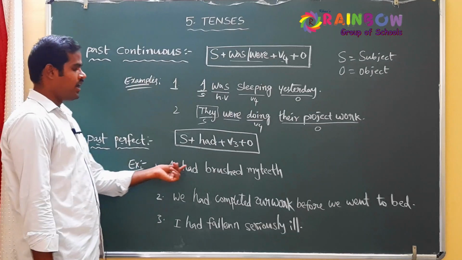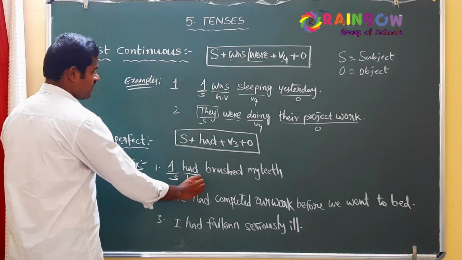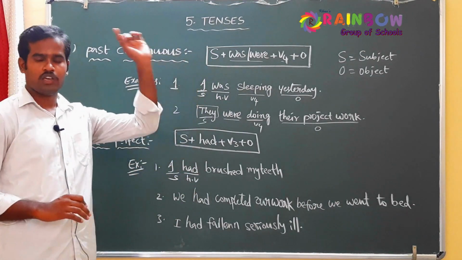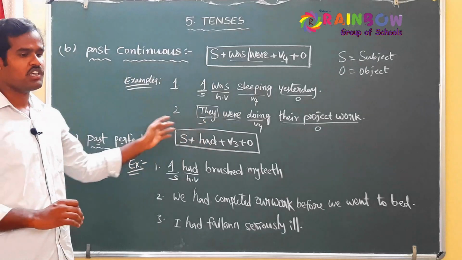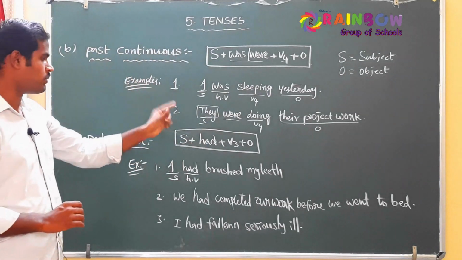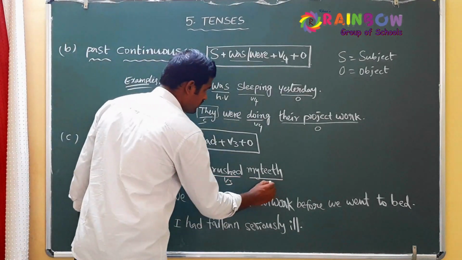The subject is I: I had brushed my teeth. Had is the helping verb. Even if our subject may be either singular or plural, we have only one option because only one past tense perfect verb is available. But in present tense we have two options based on the number of the subject. Here brushed is the V3 form and my teeth is the object.